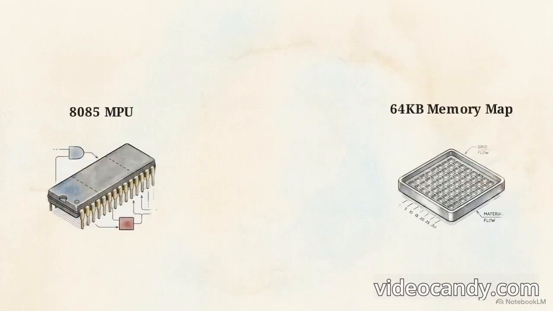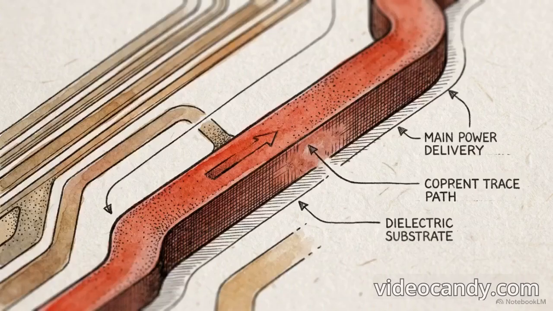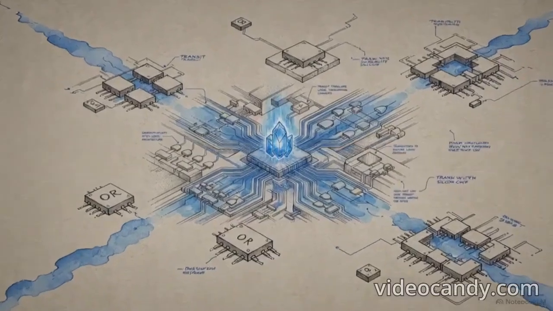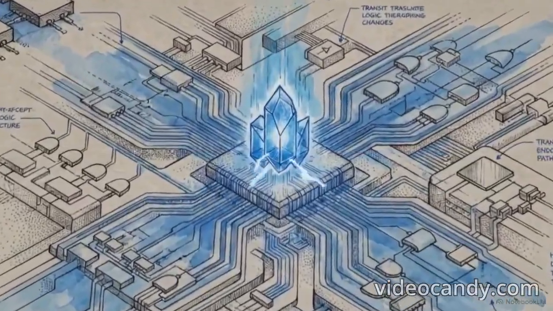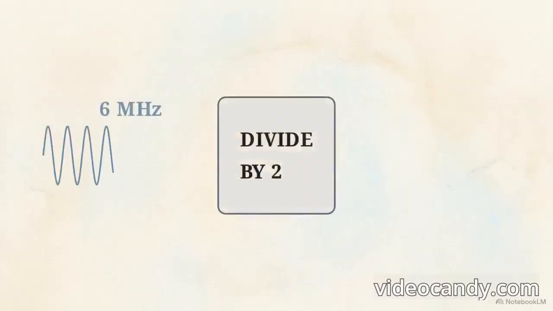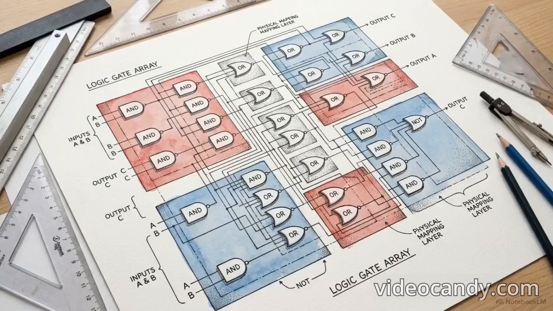To function as the central processing unit of a computer, it faces a strict computational requirement. It must access a 64 kilobyte memory map. Doing that requires a 16-bit address space, meaning the processor has to generate and output 16 distinct binary signals just to locate a single piece of data. It runs on a single plus 5-volt power supply, and instead of relying entirely on external hardware for clock generation, the 8085 includes an internal oscillator. Connect a 6 MHz crystal, and the chip divides it by 2 to operate at a steady 3 MHz frequency.